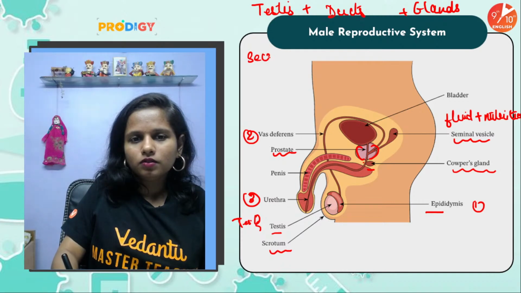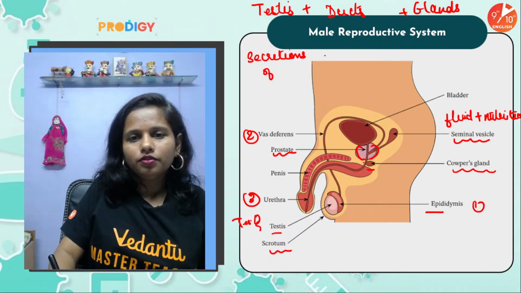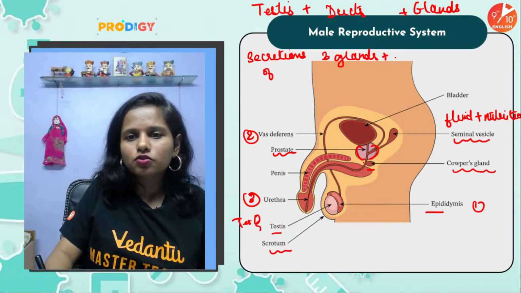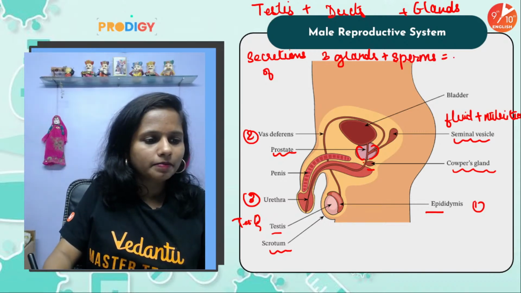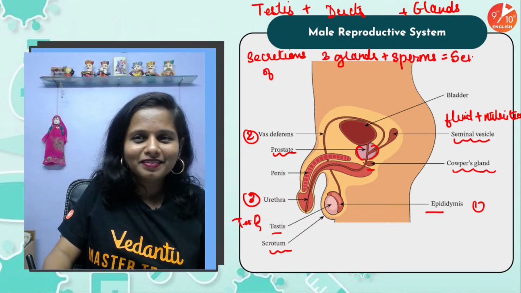Secretions of 3 glands plus sperms is what we call semen.